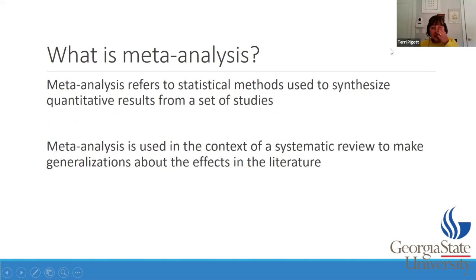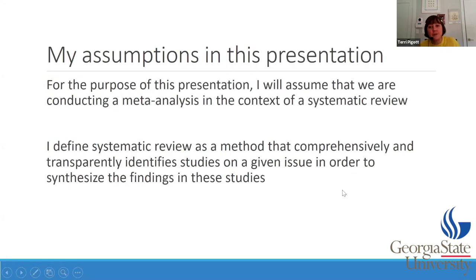So let me start by talking about what is meta-analysis. Meta-analysis refers to statistical methods that are used to synthesize the quantitative results from a set of studies. It's typically used in the context of a systematic review to make generalizations about the effects in a literature. For the purpose of this presentation, I'm going to assume that we're conducting a meta-analysis in the context of a systematic review. And I define systematic review as a method that comprehensively and transparently identifies studies on a given issue in order to synthesize the findings in these studies.